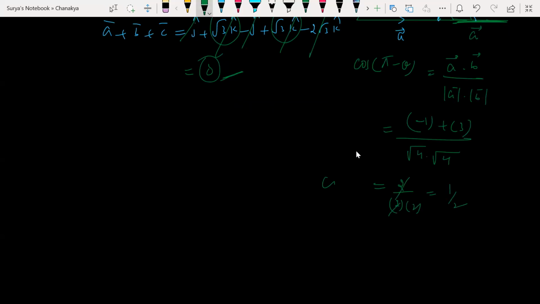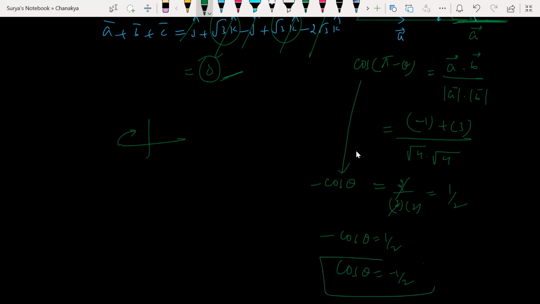So 1 by 2. How much do I get? So cos of pi minus theta, that is 180 minus theta, second quadrant, which gives you minus cos theta. So minus cos theta is equal to 1 by 2, I got. Now minus cos theta is equal to half, which is nothing but cos theta is equal to minus 1 by 2, isn't it? Now cos theta is equal to minus half.